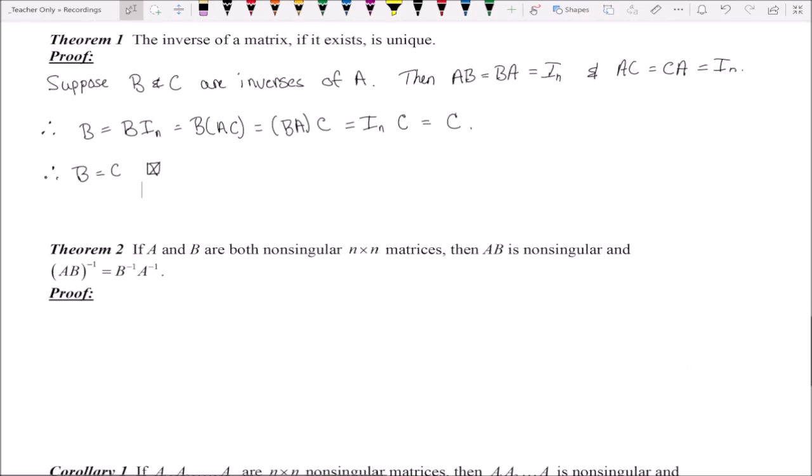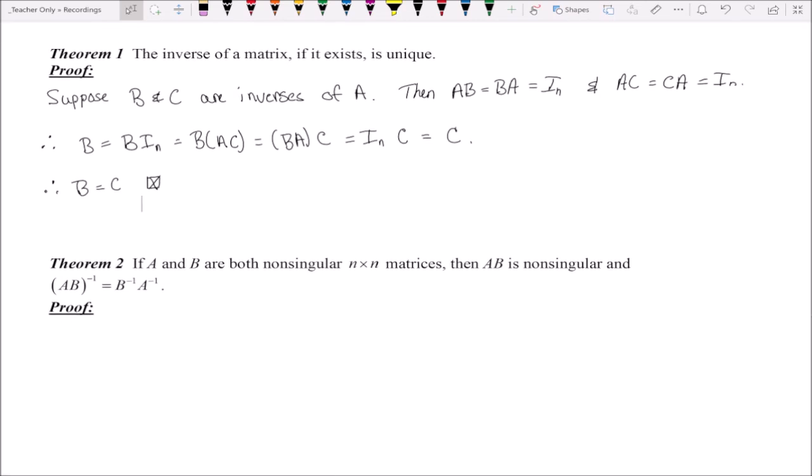Next, let's look at Theorem 2, which says if A and B are both non-singular n by n matrices, then A times B is non-singular. And the inverse of A times B is the inverse of B times the inverse of A. In other words, the product of two invertible matrices is itself invertible. And specifically, to find that inverse, you take the inverse of each matrix and flip the order of multiplication.